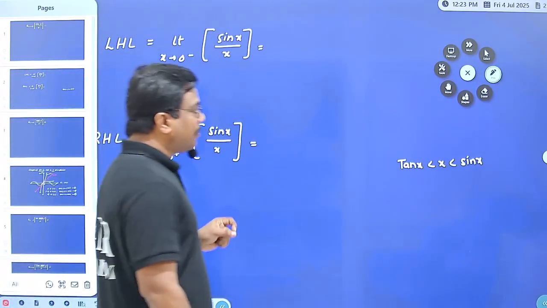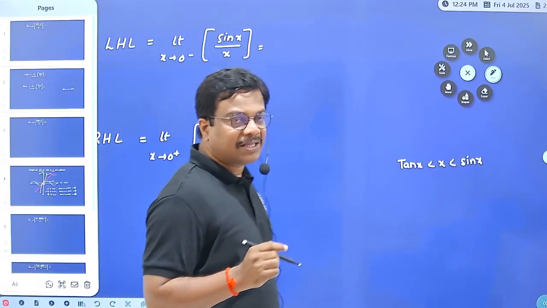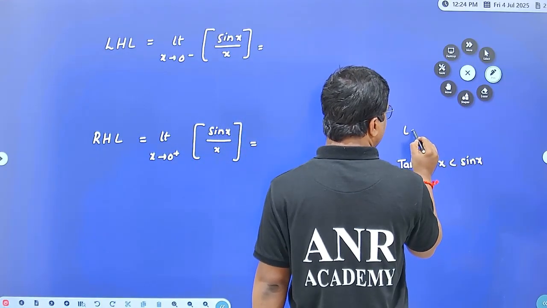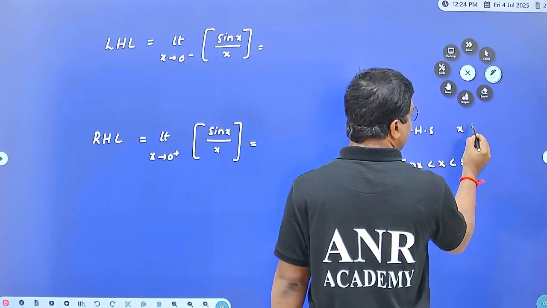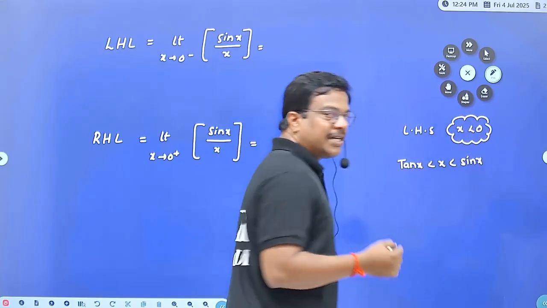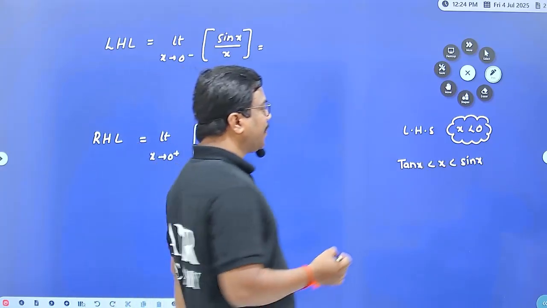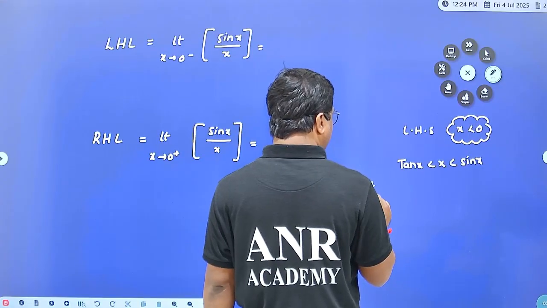Now, I am going to divide each and every term with x. Left hand side, x less than 0, remember. Left side of x equal to 0, the values of x are clearly negative. So we are going to divide with a negative number.